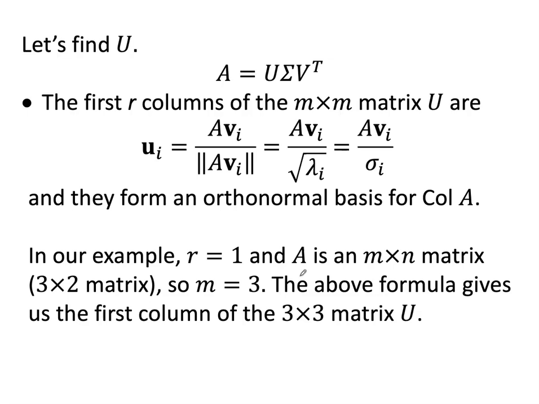Let's find U. The first r columns of the m by m matrix U are u sub i equals A v i over the length of A v i, which is A v i over square root lambda i, which is A v i over sigma i, and they form an orthonormal basis for the column space of A. In our example, r equals 1, and A is a 3 by 2 matrix. So m, the number of rows of A, is 3. The above formula gives us the first column. Again, it just gives us r equals 1 column of the 3 by 3 matrix U.